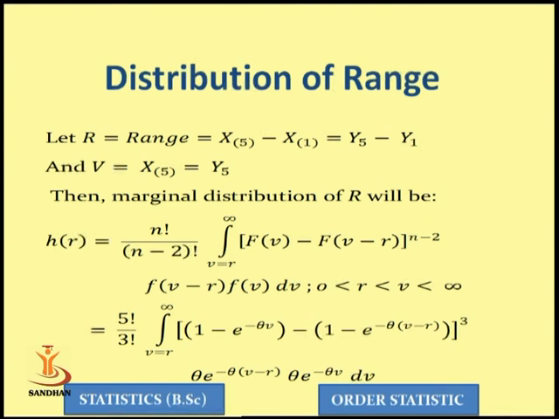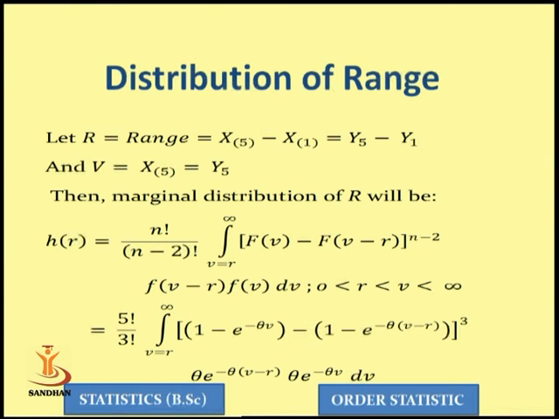here y5, or the fifth order statistic, the largest one. Then the marginal distribution, as we had the form earlier, we have written the form of the range. H of r is n factorial upon n minus 2 factorial and integration over v from r to infinity. This density also already we have derived. So again making all the substitution, n is 5, so 5 factorial upon 5 minus 2 factorial, that is 3 factorial.